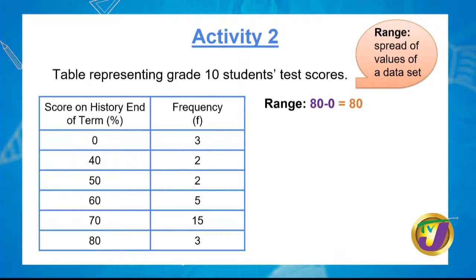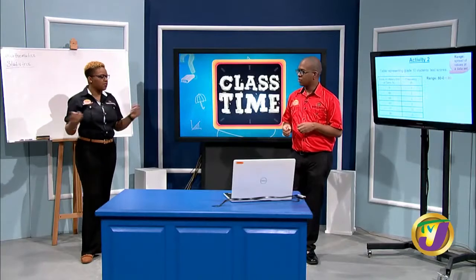All right. So why do we do 80 and 0? Because we're taking the highest score that the students got in the class, which is 80. Right. We're subtracting from that the lowest score, which is 0. Okay, so we're looking at the two end values, highest and lowest, and that will determine the spread of values, like how far apart the lowest is from the highest value.